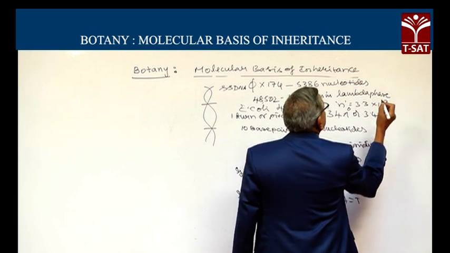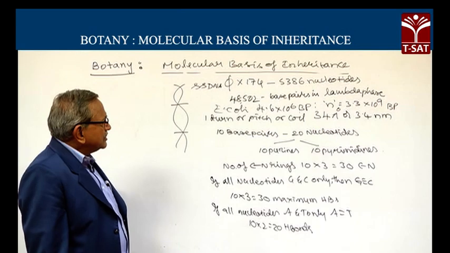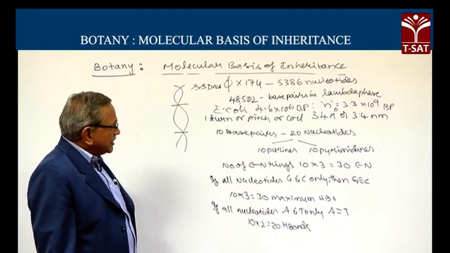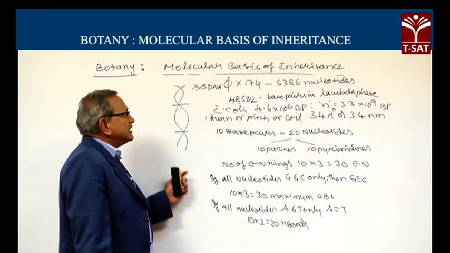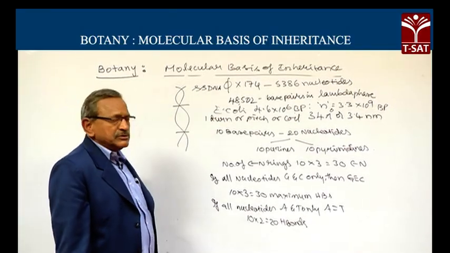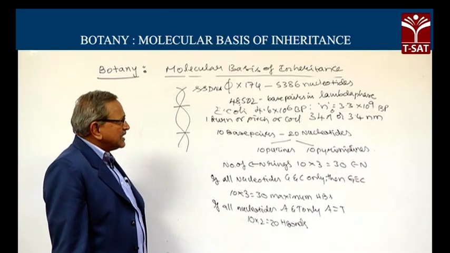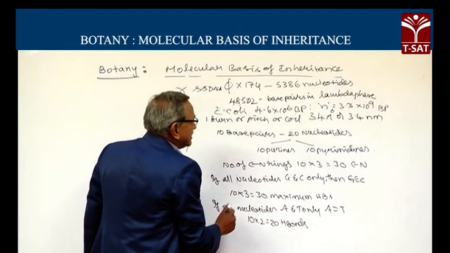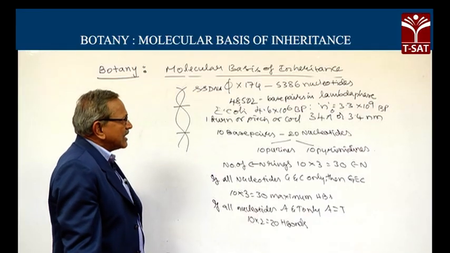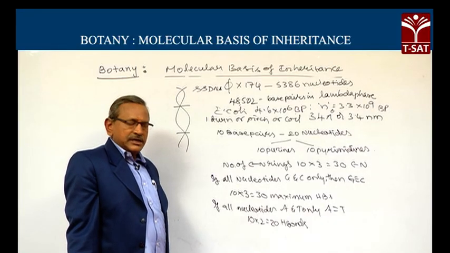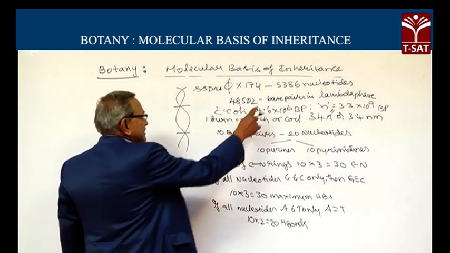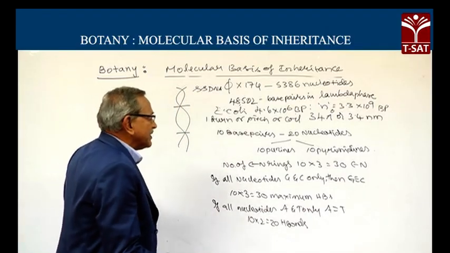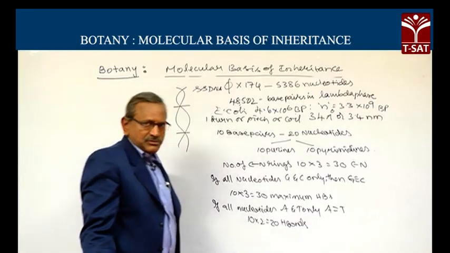In the haploid human chromosomes, the DNA length is 3.3 × 10⁹ base pairs. So the length of any DNA can be expressed in terms of base pairs, and very rarely where it is single stranded it is expressed in nucleotides also. To calculate the actual length of this, we have to multiply this by 3.4 angstroms or 0.34 nanometers.